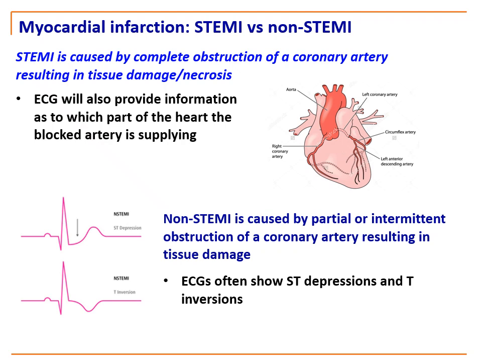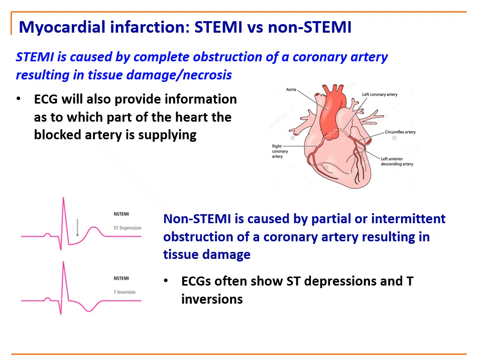And so that's your STEMI. And then a non-STEMI, like we said, a STEMI is an ST elevation. In a non-STEMI, this isn't a complete obstruction, but tissue damage caused by a partial or intermittent obstruction of a coronary artery. We're still getting damage. That's the key thing. We're still getting death of cells, just not as significant as a STEMI.